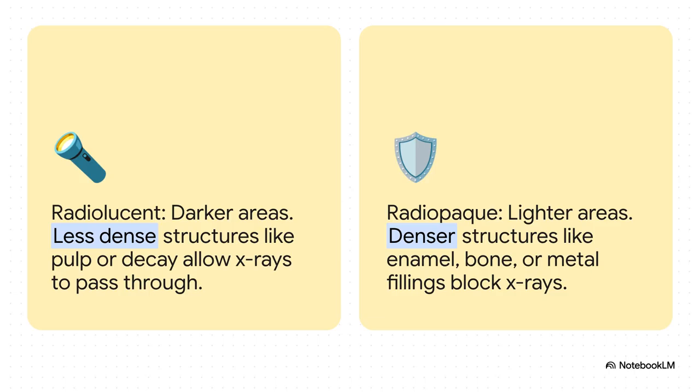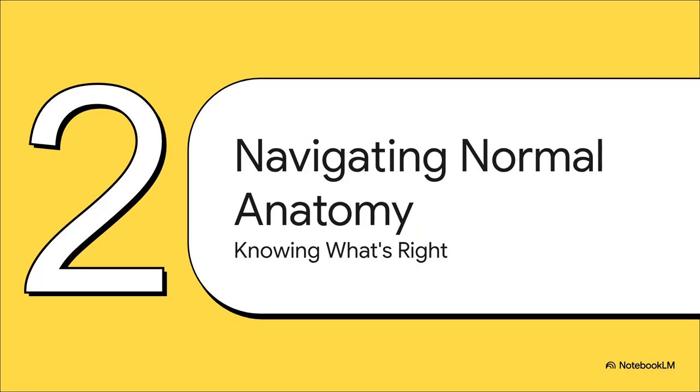So radiolucent, those are the darker parts of the image. That's where the x-rays just sailed right through. Think of the pulp, an abscess, or a cavity. Then, on the other side, you've got radiopaque. Those are the bright, white parts. They represent all that dense material, like enamel or a metal filling that blocks the beam. Honestly, if you can get these two concepts down, you've got the foundation for everything else we're going to talk about.